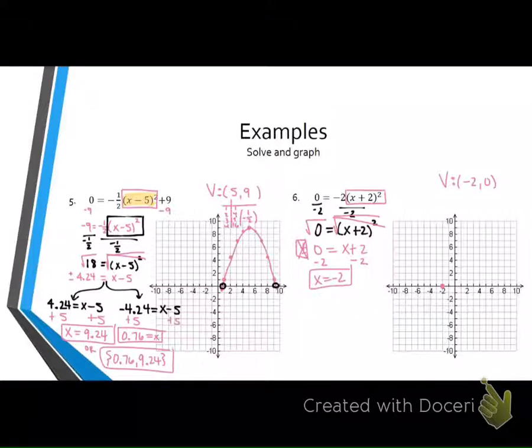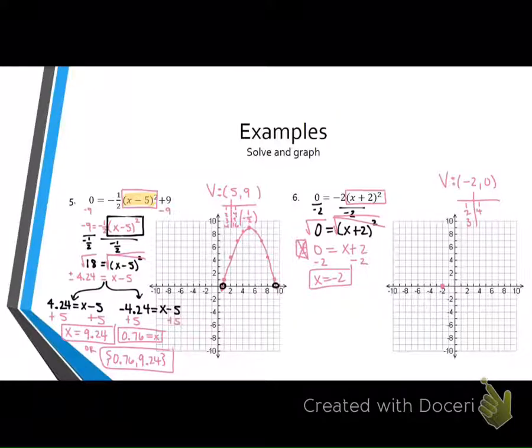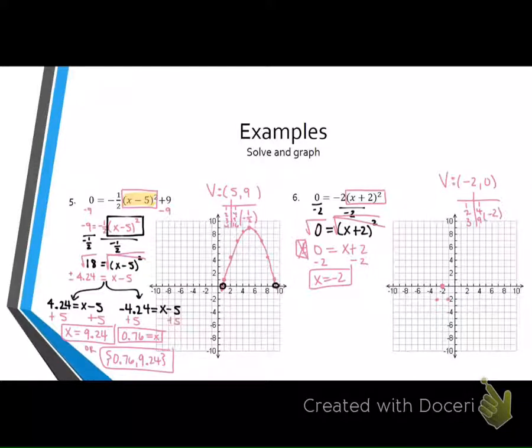Our pattern says we need to multiply by what this time? Negative 2. So if we were to graph this, you are going to go down. So we'll go down 2 and then down 8. So that makes sense. We only have one answer there.